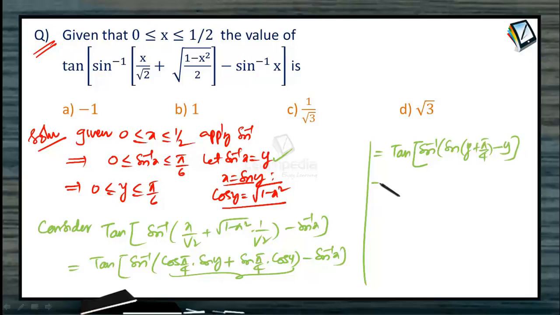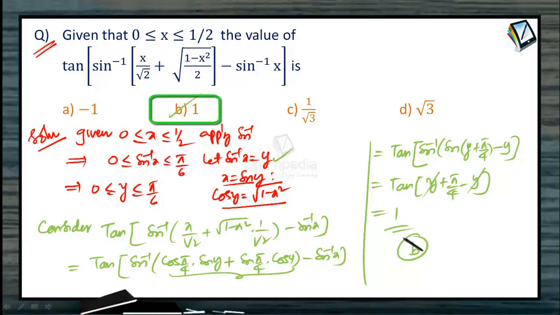I'll take the substitution here. Now tan of sin⁻¹ of sin is (y + π/4 − y). y gets cancelled, then tan of π/4 is equal to 1. So which option is going to be the correct one here? That is option B, which is the correct option for this question.